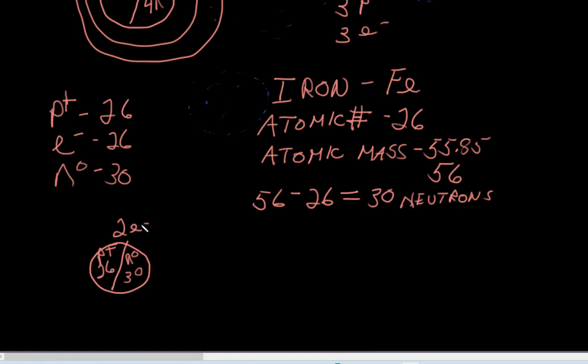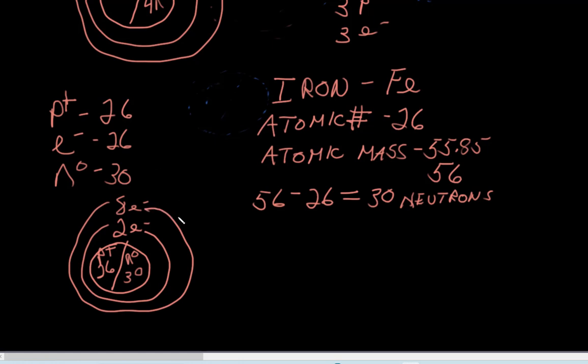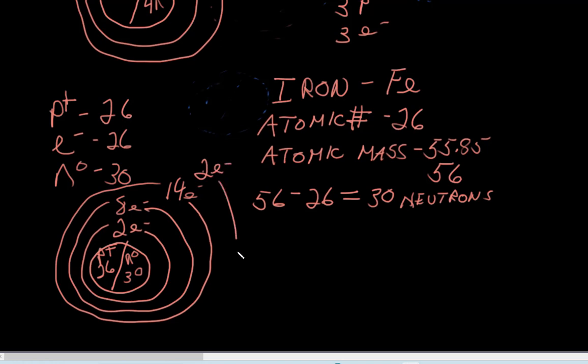The first shell is going to have 2 electrons. The second shell is going to have 8 electrons. And the next shell is going to have 14 electrons. So if we look at this, 2 plus 8 is 10, plus 14 is 24, and in the very outer one we're going to have 2 electrons, because we need 26. So the outermost shell is going to have 2 electrons.